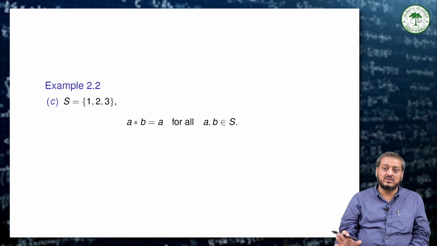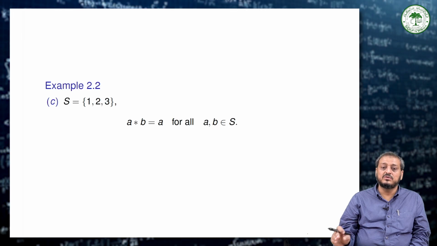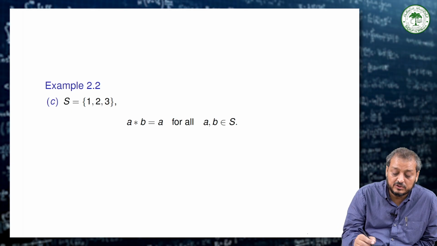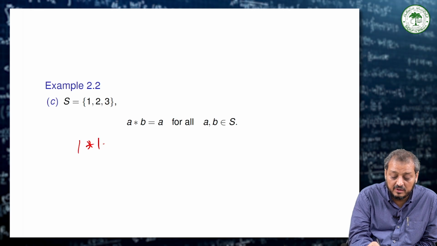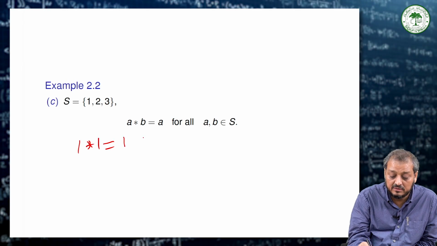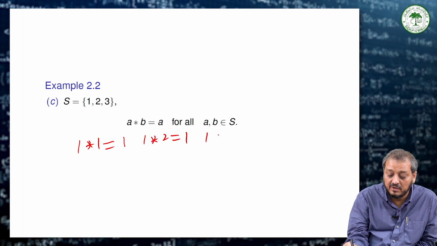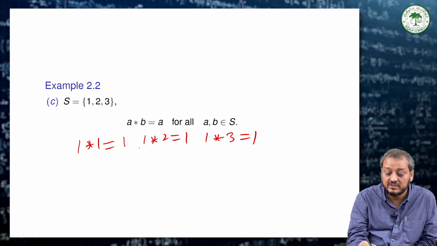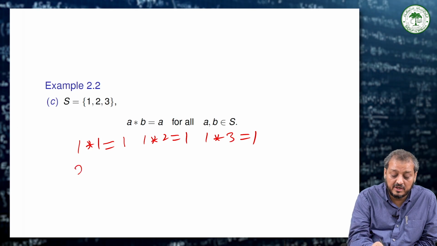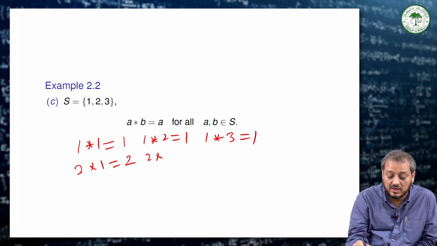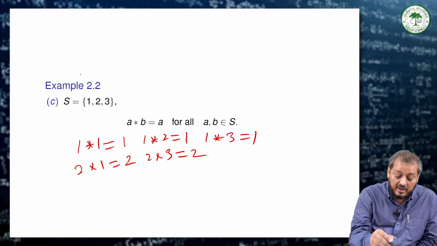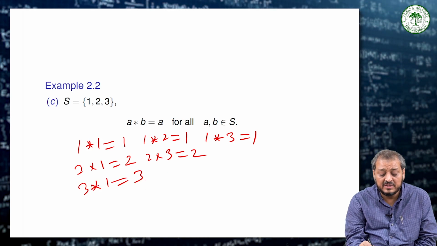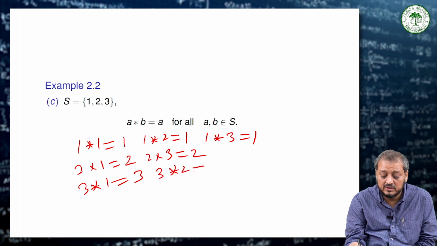We take a set S equal to {1, 2, 3}, and we define A star B in this form. Suppose we take 1 star 1, that is by the definition equal to 1, and 1 star 2 is also 1, and 1 star 3 is also 1. In all the cases this 1 is an element of S. Suppose we take 2 star 1, that is equal to 2, and 2 star 3 is also 2, and 3 star 1 is equal to 3, and 3 star 2 is also equal to 3.